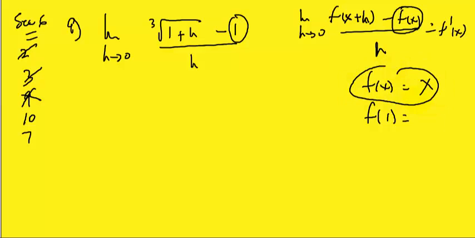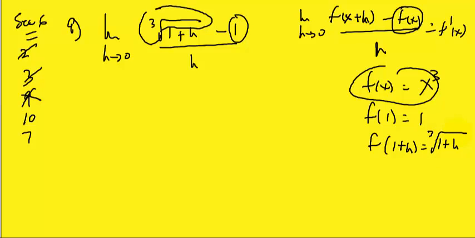If f of x is x, what's f of 1? What will f of 1 plus h look like? 1 plus h. But now we've got this cube root here, right? So that means my f of x must not have been just x, it must have been x to the third. Okay? So if it's x to the third, then f of 1 plus h is going to be the third root of that, right?